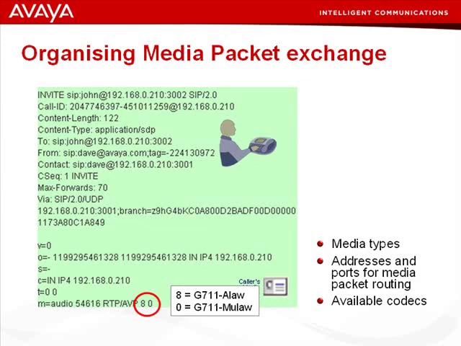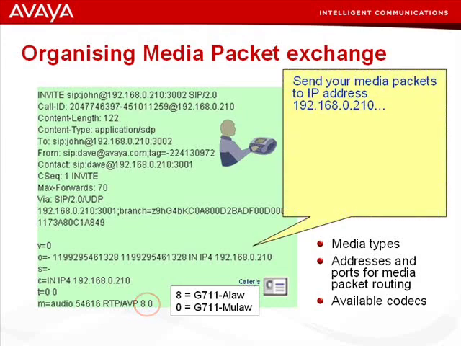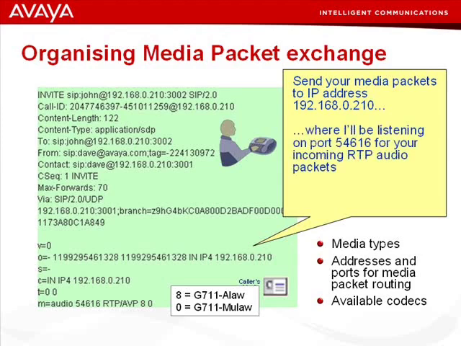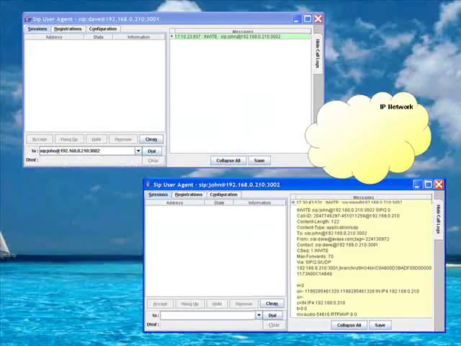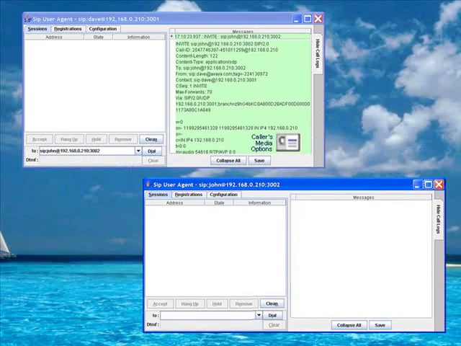Now in everyday language I read this description as saying something like, should you accept this invitation, please send your media packets to this IP address where I'll be listening on this port. Or in other words, this is where you'll send your media packets to me. And I'm also happy to use either of these two codecs, although I do have a preference. More on this later.